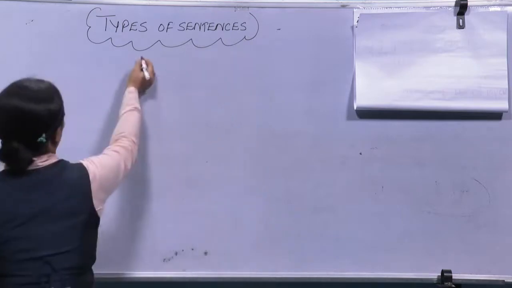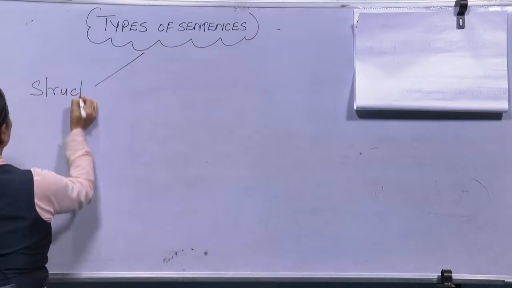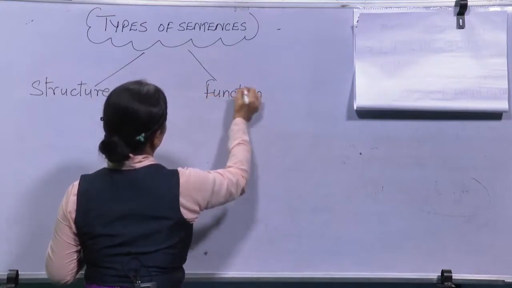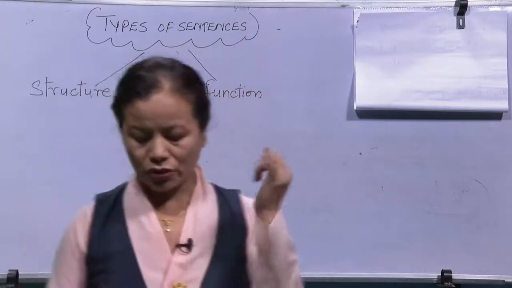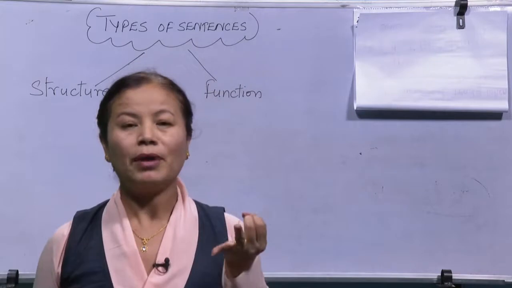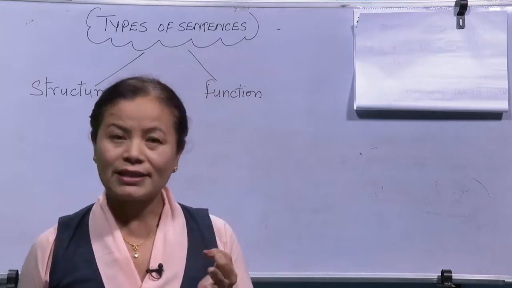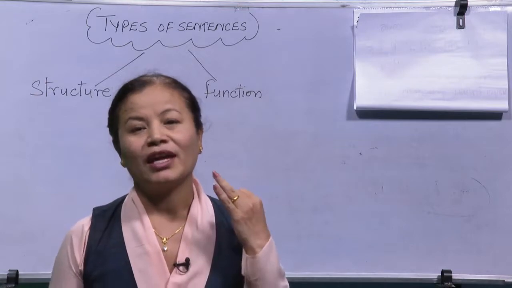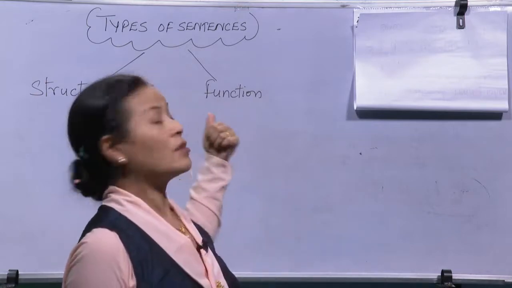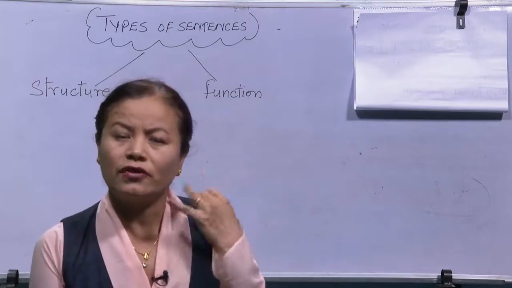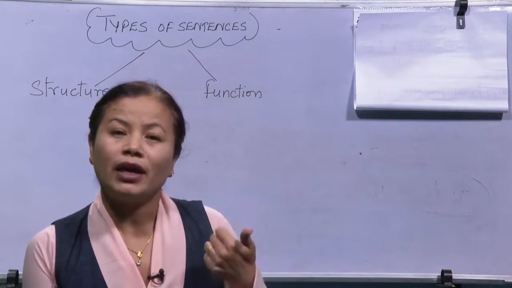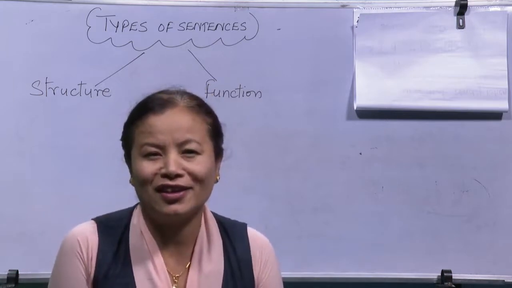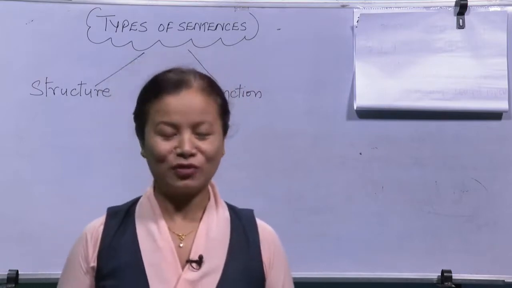Types of sentences based on structure: you have learned about simple and compound. Though you have heard about simple, compound, complex and compound complex, you have learned only 2, simple sentences and compound sentences. And for types of sentences based on function, you have learned about declarative, interrogative, affirmative, negative, and exclamatory. Is it too much for today? I hope it's not overwhelming for you.